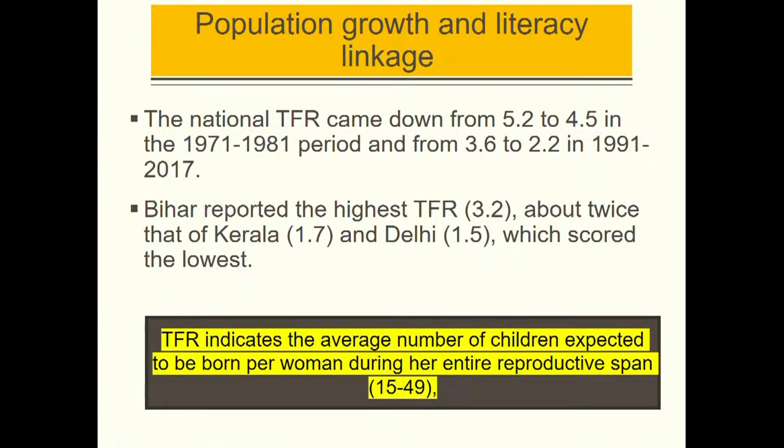If we see the total fertility rate, the national total fertility rate came from 5.2 to 4.8 in the 1971 to 1981 period, and from 3.6 to 2.2 in 1991 to 2017. So you can see Bihar reported the highest total fertility rate, about twice that of Kerala and Delhi, which scored the lowest. Therefore, you can see the states having a higher total fertility rate are more underdeveloped than the states which have a low total fertility rate.